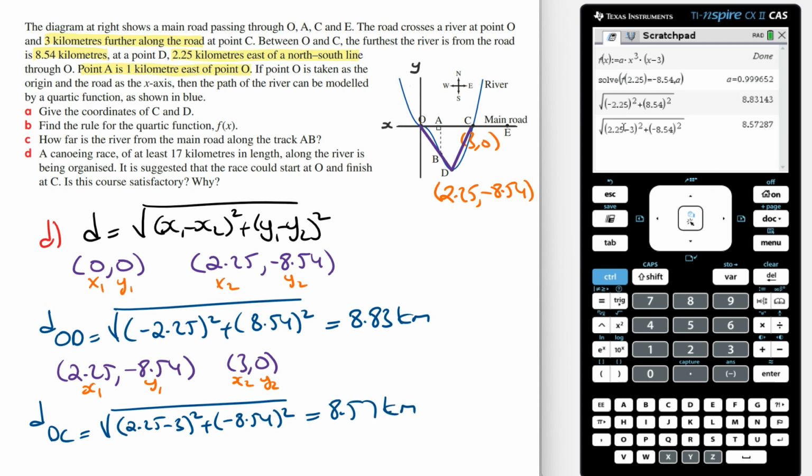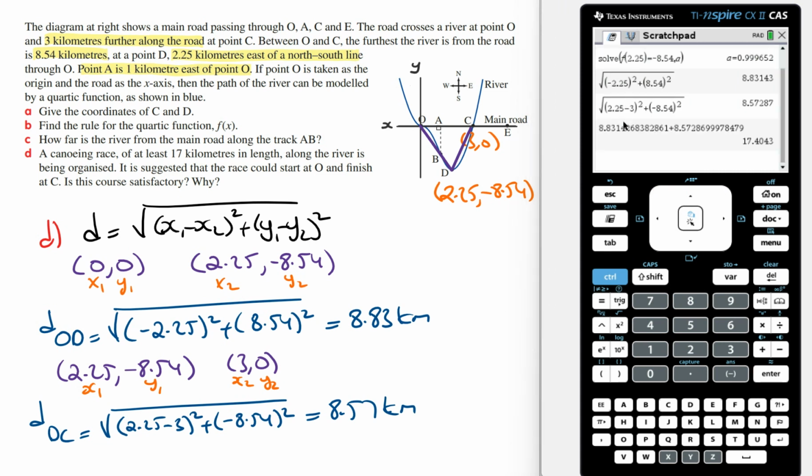And so the total distance is going to be the sum of these two distances, which is 17.4 kilometers. But the actual distance of the river from O to D and then from D to C is going to be more than 17.4 kilometers. And so because we want at least 17 kilometers, and the distance from O to C is more than 17.4 kilometers, then therefore we could say that yes, this course is satisfactory.